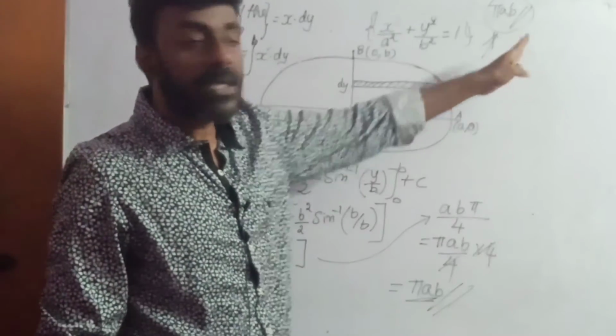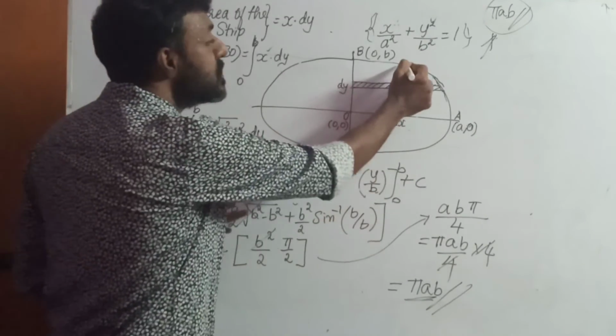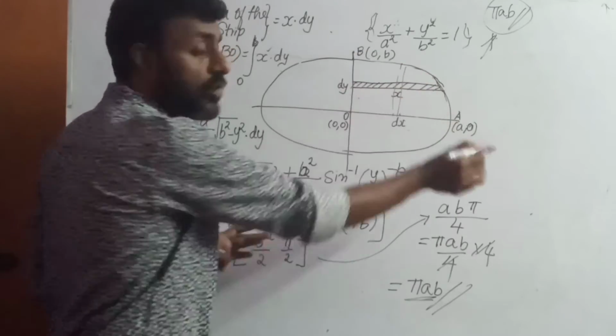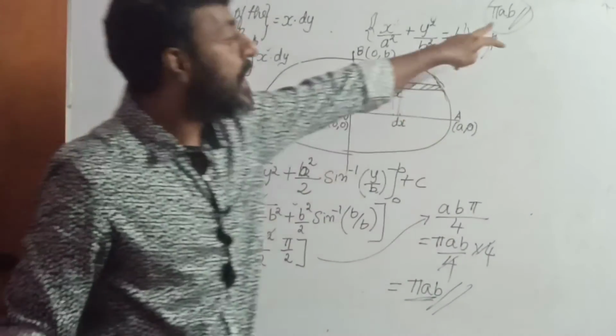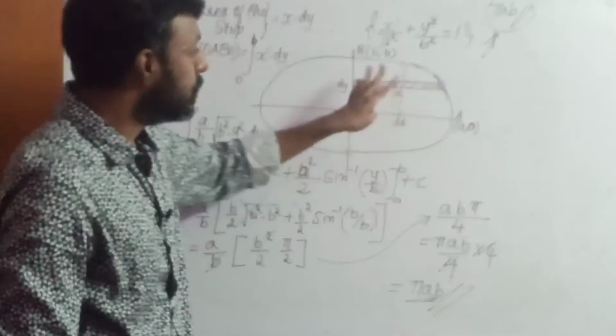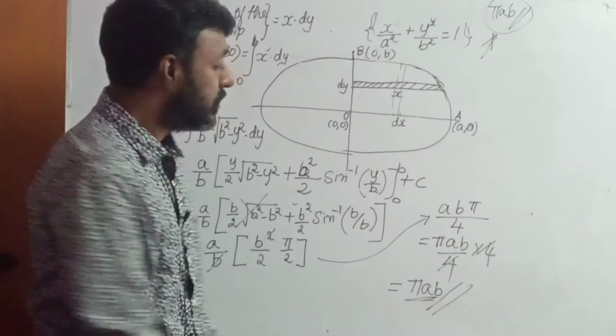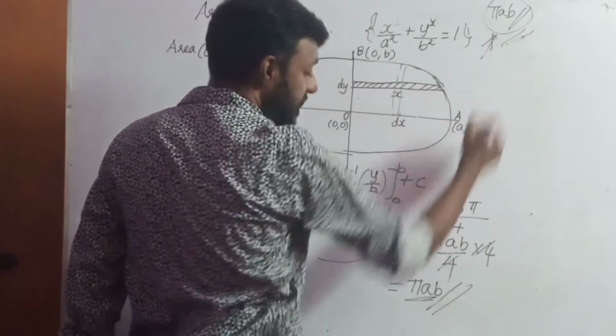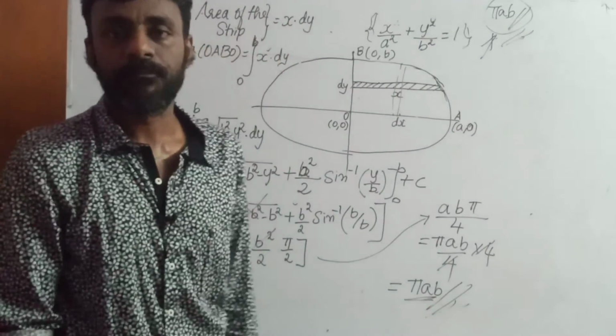They are equal. So even though I use a vertical strip or a horizontal strip, it doesn't matter. The value will be the same, right? For both the things, the value is the same. So the result is pi AB.